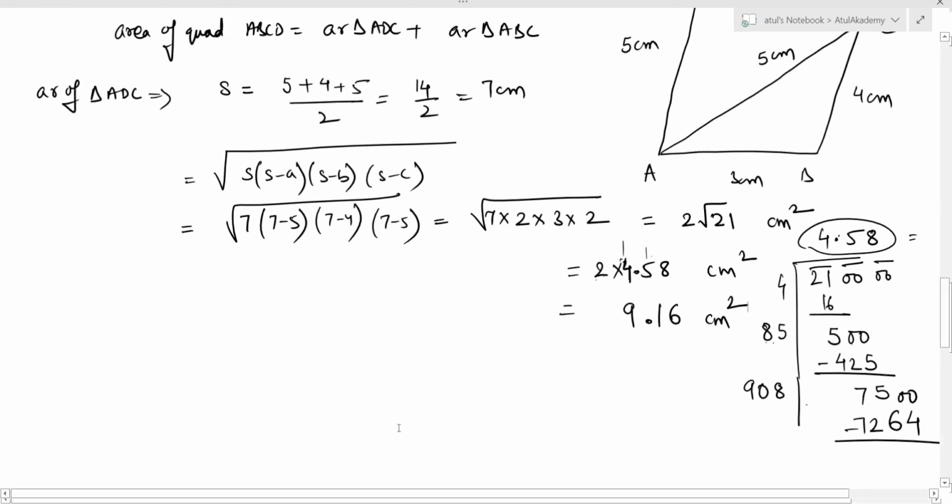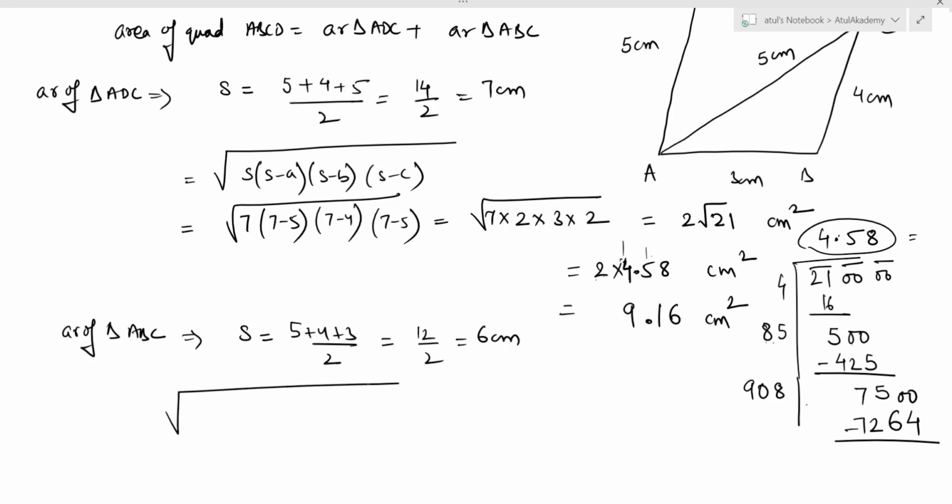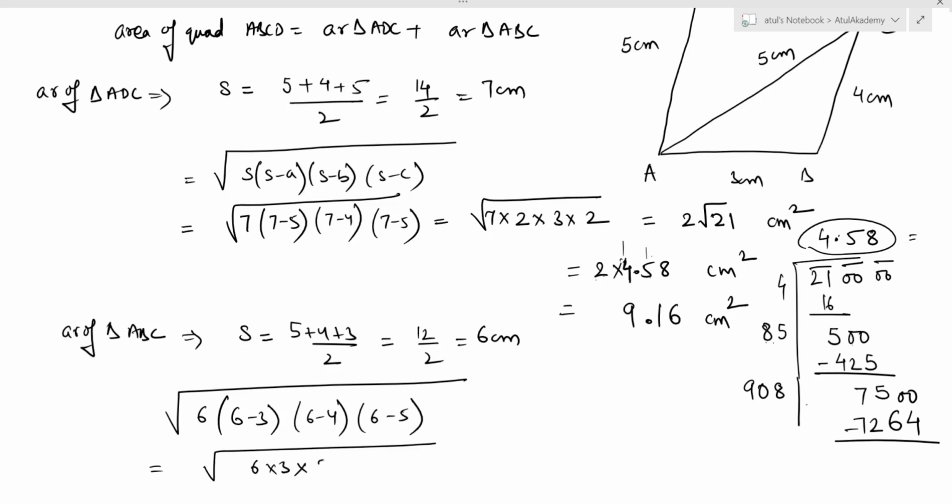Now let's calculate the area of the third triangle. It's 5 4 3. Let's calculate. Area of triangle ABC. Same way I'll calculate the S for this. 5 plus 4 plus 3 by 2, which is 12 by 2, which is 6 centimeter. Now let's calculate using Heron's formula. So 6, I'm directly writing 6 minus 3, 6 minus 4, 6 minus 5. So what will it change to? 6 into 3 into 2 into 1. 3 into 2 is also 6, so we have a pair of 6.